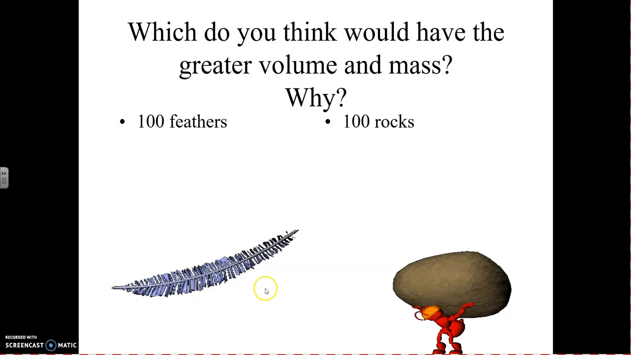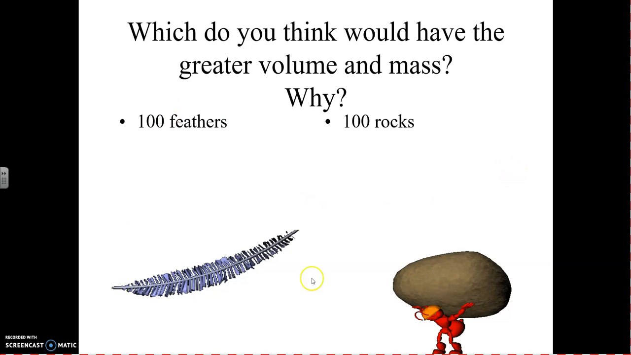Now feathers, they take up a lot of space, right? They're not very small things. Rocks, on the other hand, can be super small. So we can have 100 rocks probably just in like a handful. Mass is, though, something different, okay? Feathers individually have very little matter. There's lots of air in them, whereas rocks have a lot of matter in them, so they're going to have a lot of mass.